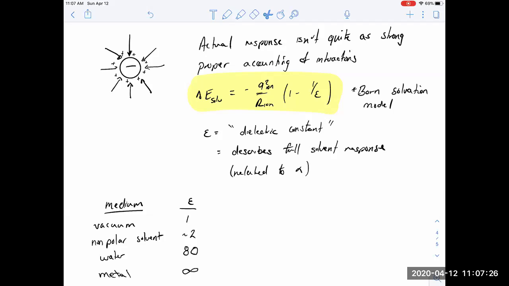Okay, so that's all I've got for you today. We'll continue this discussion of ionic solvation by generalizing this perspective a little bit more to think about not just one ion in solution, but multiple ions in solution. Okay, thanks for your time, and all of you stay safe.